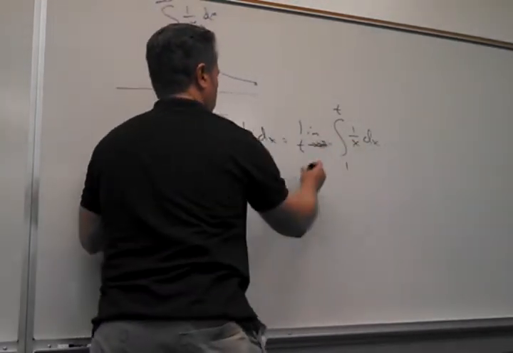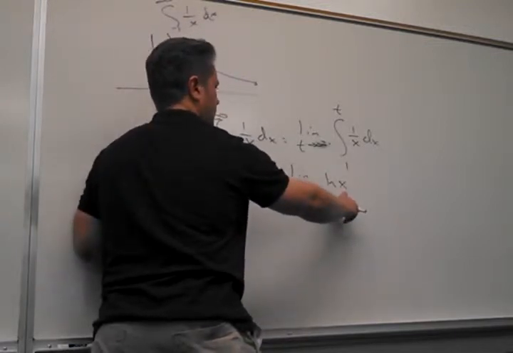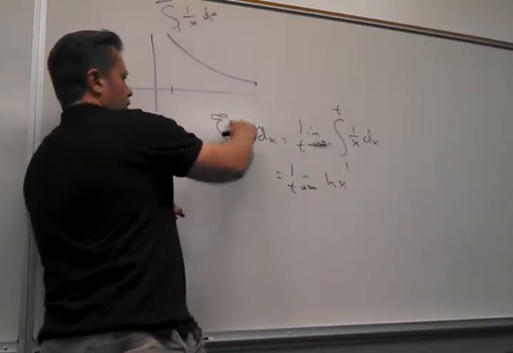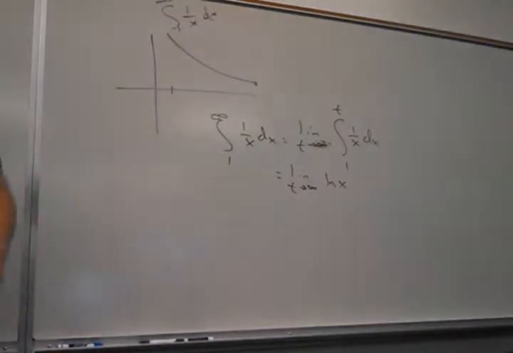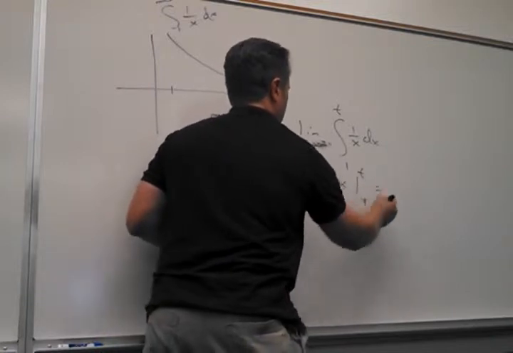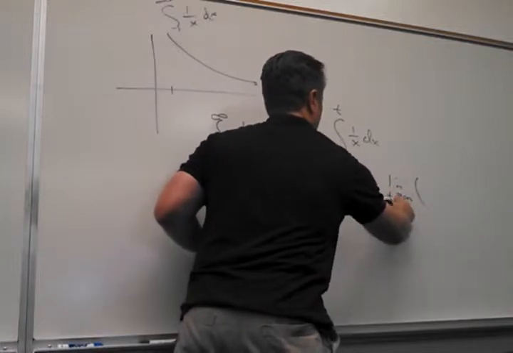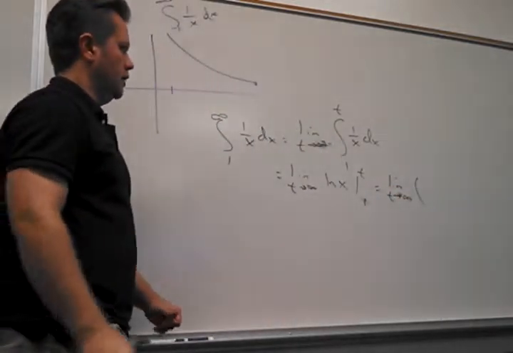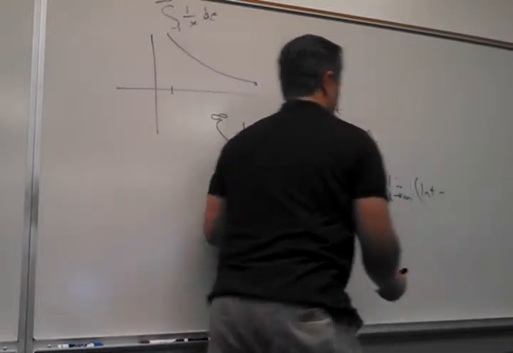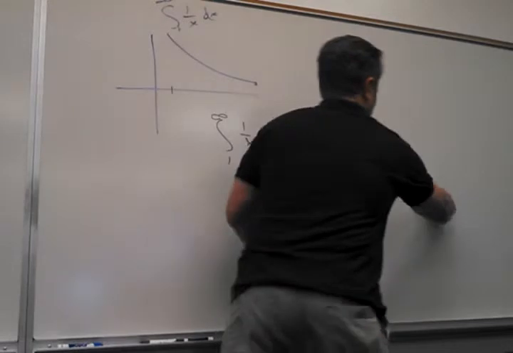And then, of course, what's the integral of 1 over x? Yeah, and why do I not have to worry about absolute value? Because I'm on the positive side of things. Cool, so I don't need absolute value. It's positive already. Is that cool? You can put it there, but you don't need it. From 1 to t. So the limit as t goes to infinity of what? ln t minus ln 1, which is 0.